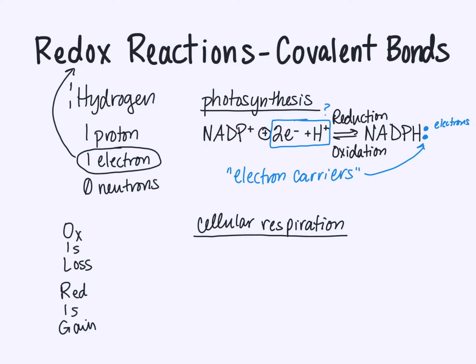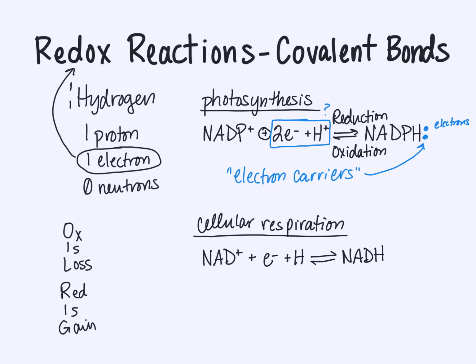Now, in cellular respiration, we're going to take a look at a different molecule that has a similar abbreviation, but it is slightly different, but it does have kind of the same function as NADPH. And in cellular respiration, that molecule is NAD+. And once again, NAD plus is going to pick up some electrons and some hydrogen because the hydrogen is actually carrying the electrons, and it's going to form something called NADH. And of course, this reaction is reversible.